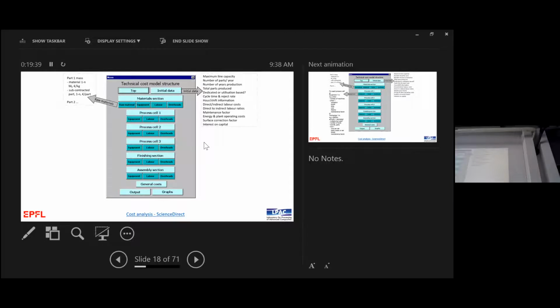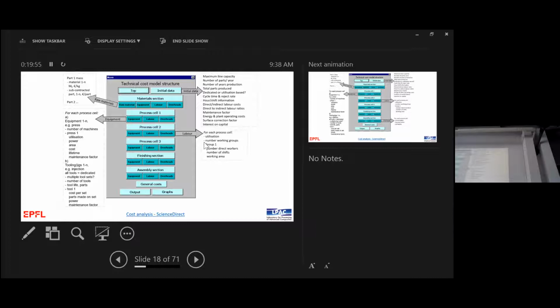Okay. You could look at different material suppliers, and then for your equipment, start to look down at the power it uses, how much it costs, how big it is. If you're buying a small press or a big press, you need different space in the factory. Tooling, this is always part specific.